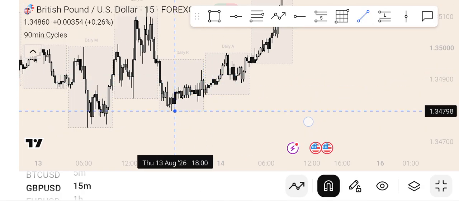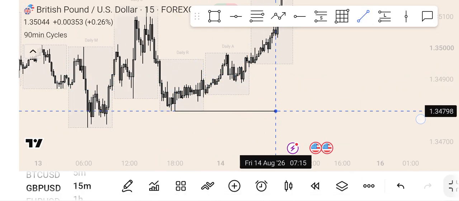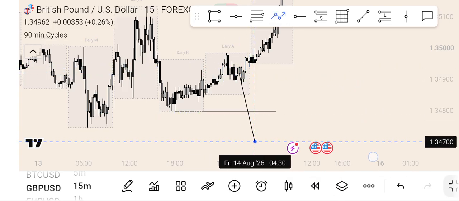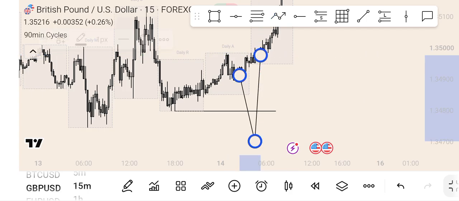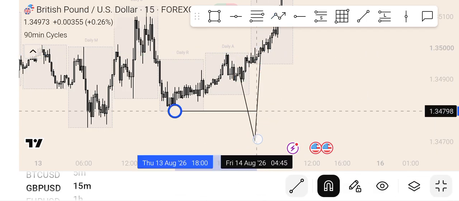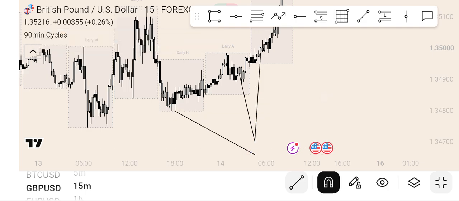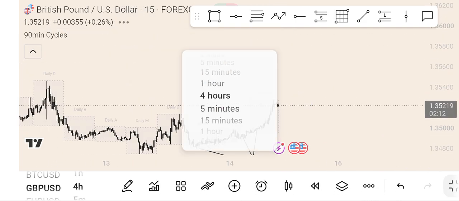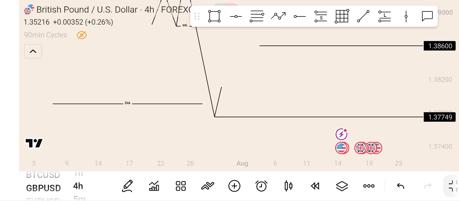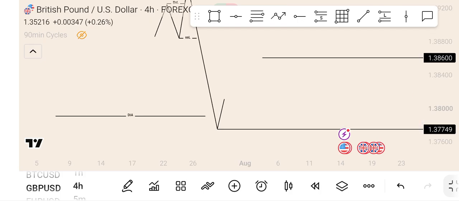On GBP USD, and on Euro USD, this daily A takes this thing out now. But on GBP USD, price doesn't take it. So we can mark this as an SMT, right? An SMT, but it has to occur in a good place, in a good position, in correlation with our narrative.